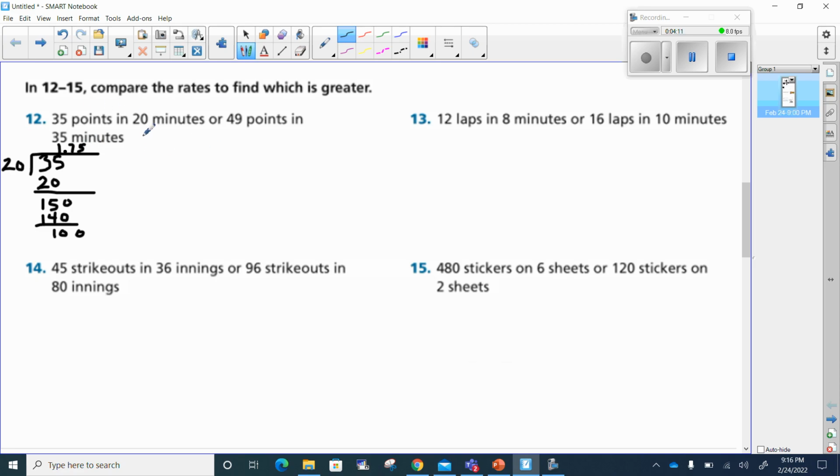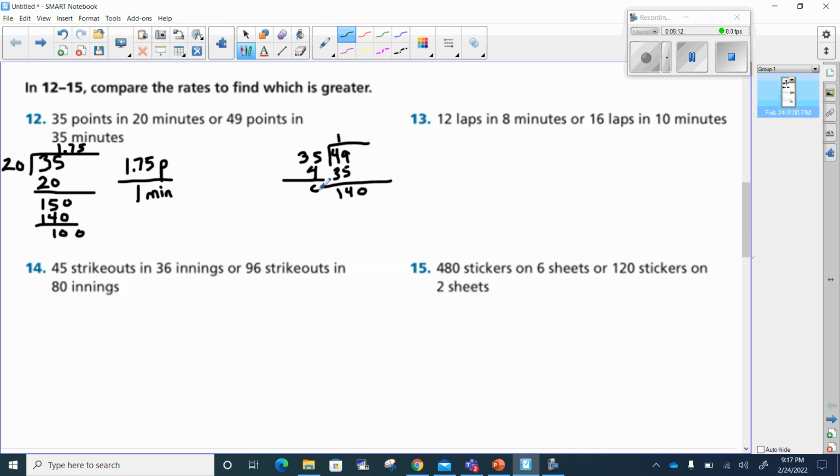Okay, so this top one here, 1.75 points per 1 minute. And over here, we got 49 points in 35 minutes. So we'll do that over here. We've got 49 points, 35 minutes. I know that goes in one time. It's going to give me 140 left over. 35 goes into 14. Let's see, that would go into it about, I want to say 3 times, maybe 4. I'm going to go with 4.